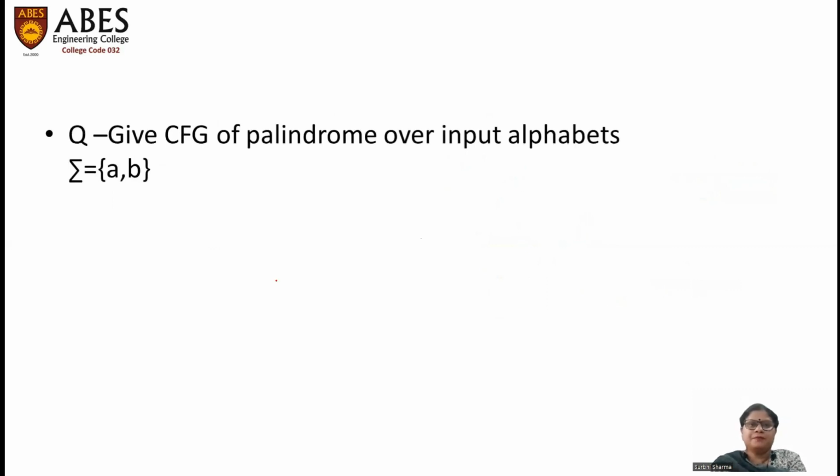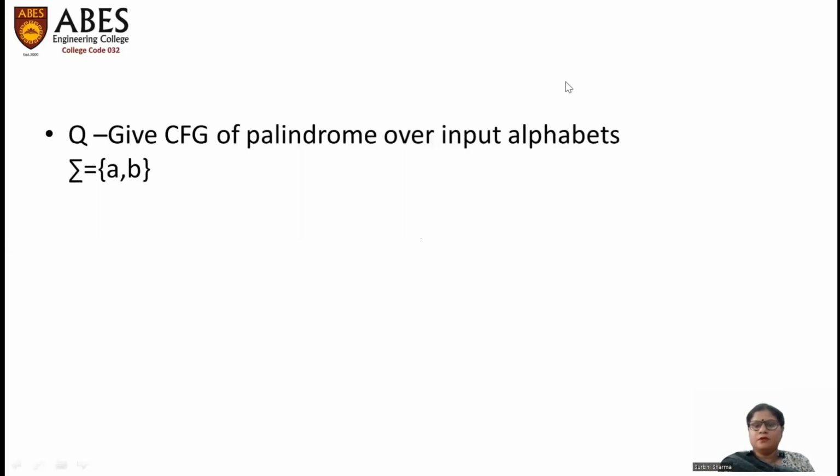Next question: you have to construct a CFG of palindrome over input symbols. Now, what are palindromes? Palindromes are strings. We will understand it with one example. Suppose I am taking the string ABA. If I read this string in reverse direction, it is still ABA. That means palindromes are those strings whose reverse is equal to the actual string.